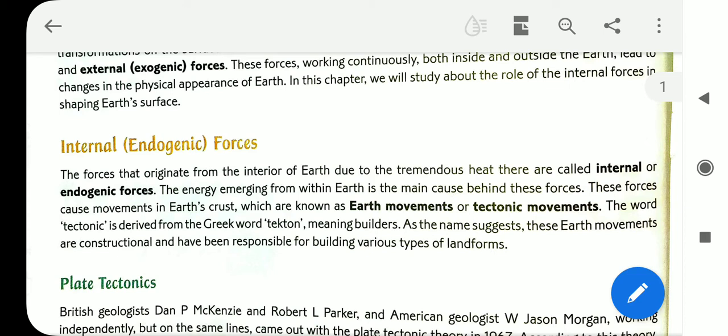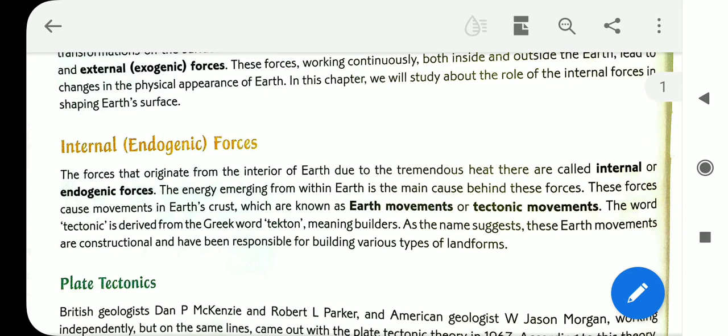These forces cause movements in the Earth's crust, which are known as earth movements or tectonic movements. Due to the heat and pressure inside the Earth, these tectonic movements are happening. The lithosphere is formed of some plates, and these plates are moving constantly as a result of the endogenic forces.